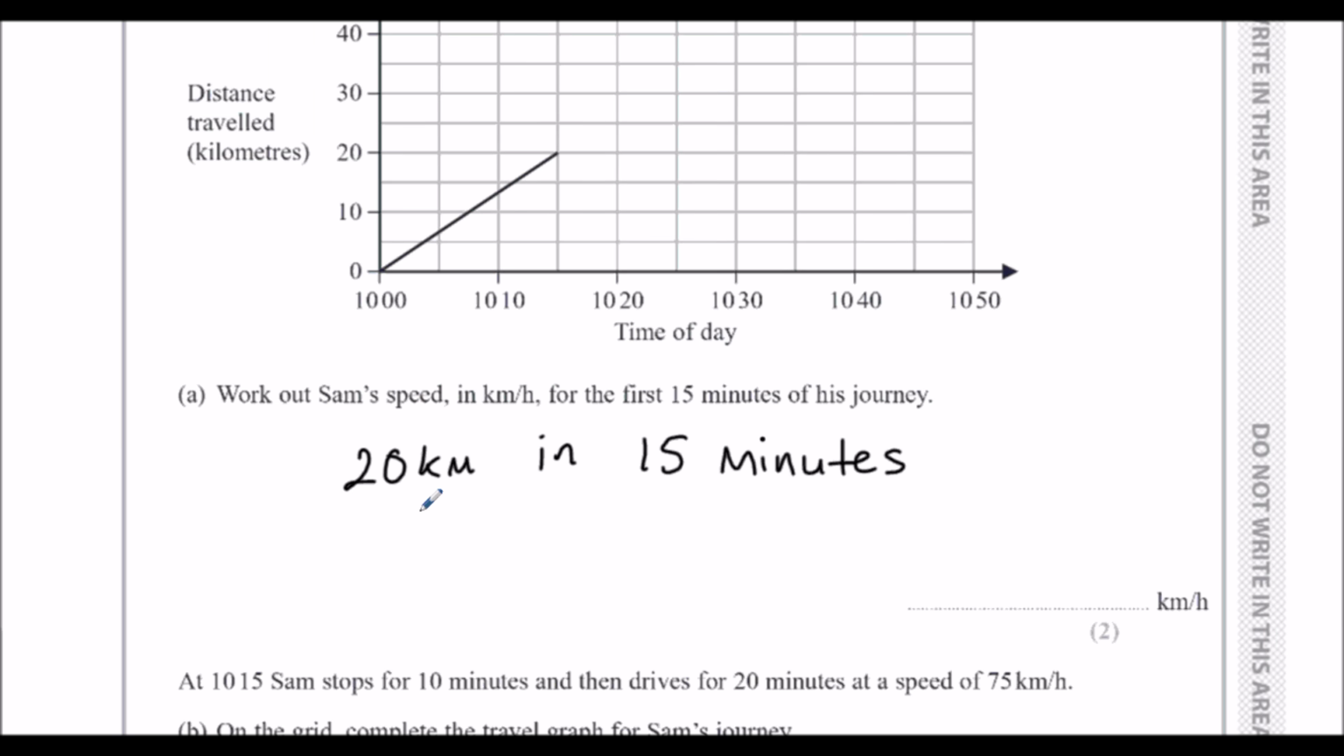So we could use speed equals distance over time here. The distance is 20, divided by the time, which in hours would be a quarter of an hour. So we could put 0.25 or a quarter, but I'm not going to use that. I'm just going to times by 4. If he goes 20 kilometers in 15 minutes, how far can he go in 1 hour? Times by 4, he can go 80 kilometers in 1 hour. So that's 80 kilometers per hour.